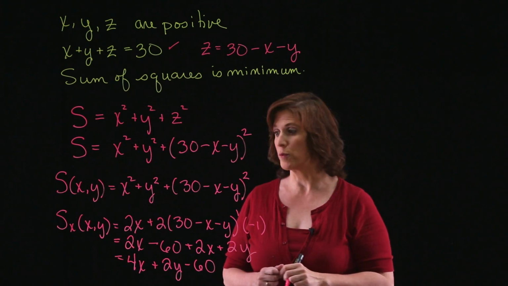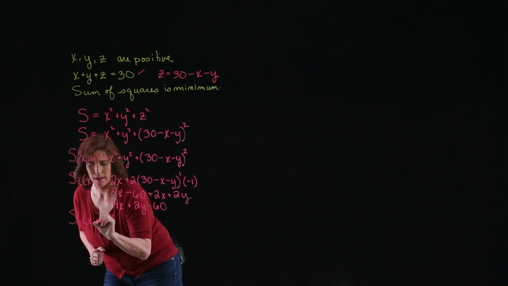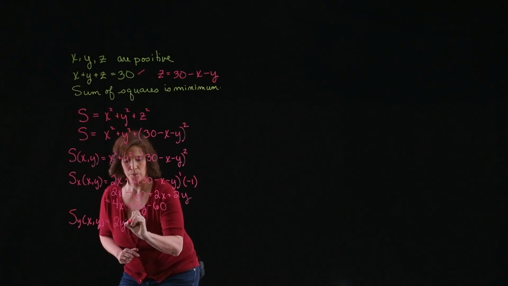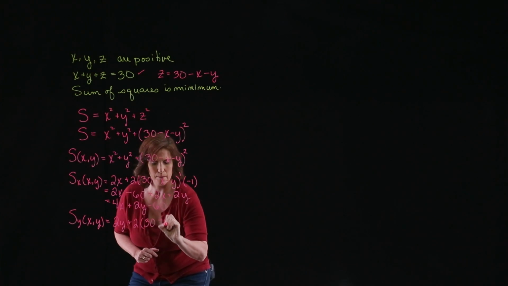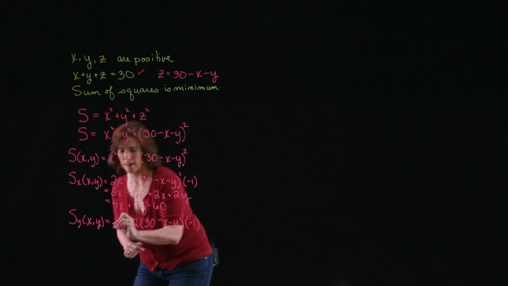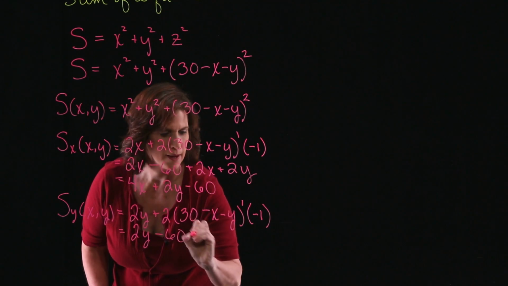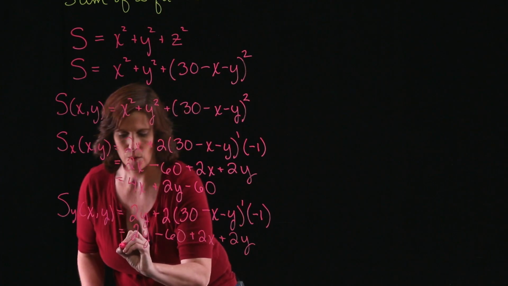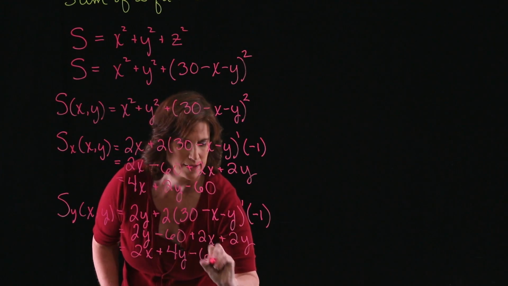Okay, now let's get the partial with respect to y. So the partial with respect to y is going to be 2y plus 2 times the quantity 30 minus x minus y to the first power, again times negative 1, which gives me 2y minus 60 plus 2x plus 2y, or 2x plus 4y minus 60.